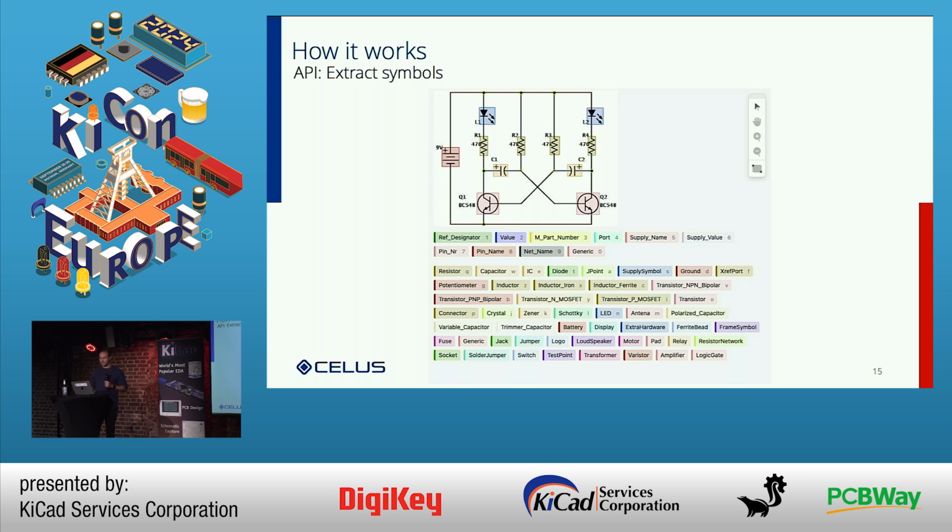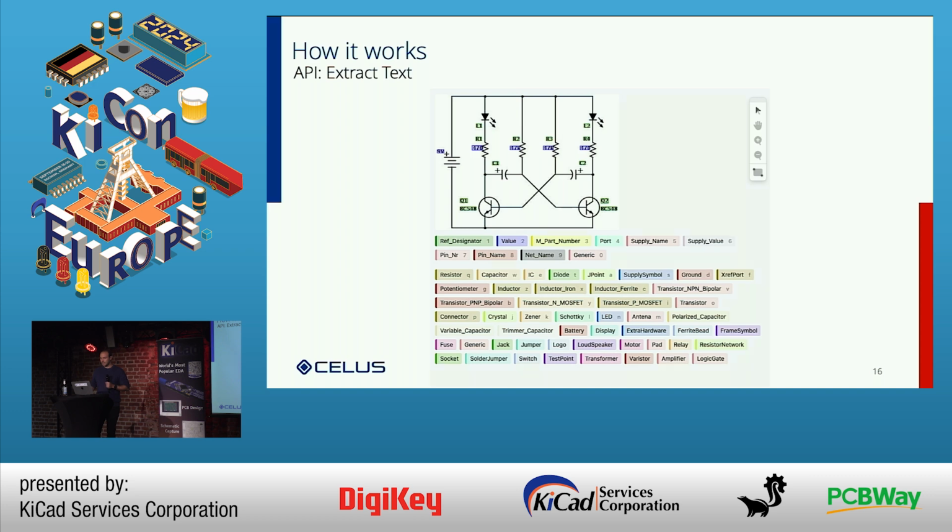This is stored initially, so this is the first batch of information that is extracted out of the image. Then we jump into the second part, which is also very important, which is the text information that is available on that schematic.